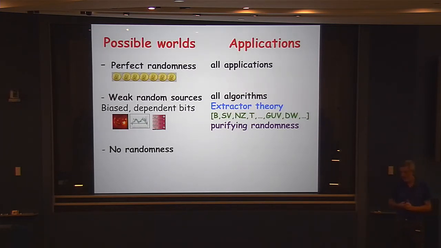this random samples. And using this, you can use them in all the algorithms. So that's one theory that's called the extractor theory. And in this one, we still are using some randomness that we hypothesize exists in the world.